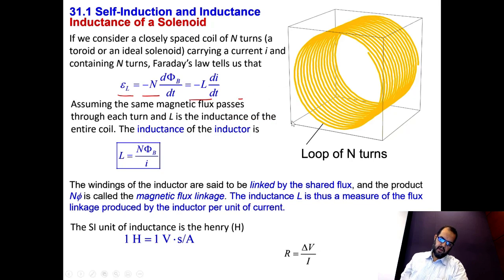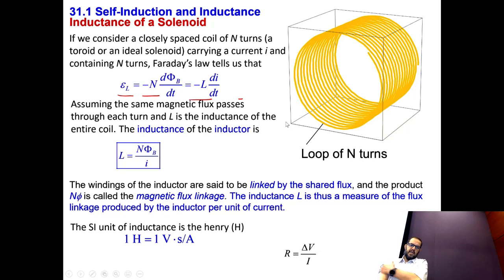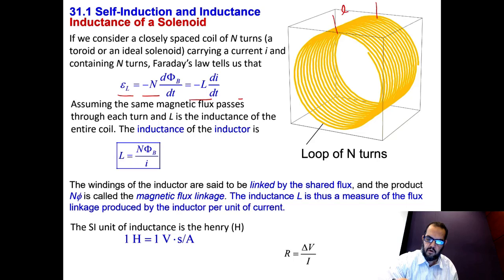Okay, so assuming the magnetic flux passes through each turn, and L is the inductance of the entire coil, do not confuse L as the inductance with L the length of the coil. So we will use small l for the length of the coil, instead of capital L. All right, so this is the equation: L is equal to N times the magnetic flux through the single loop, divided by the current I.